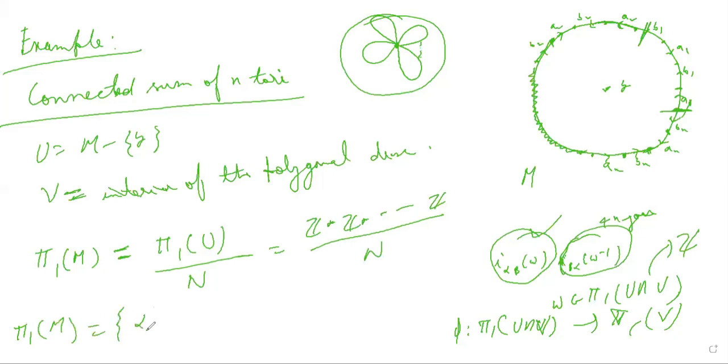It is generated by this α1. Just a minute. So here in this case, we are going to have 2n copies: n copies corresponding to the sides A1, A2, ..., An, and n copies corresponding to the sides B1, B2, ..., Bn.